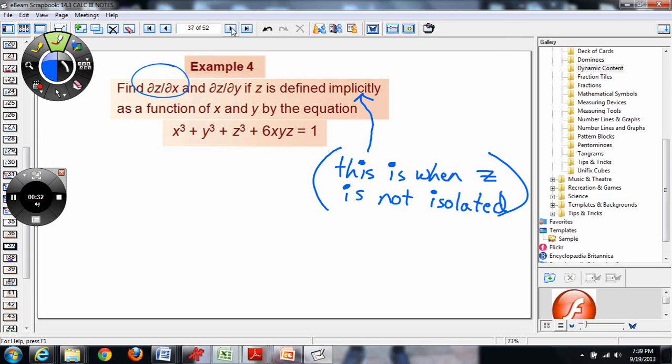Okay. Alright, first thing is we need to be able to find the partial derivative when it's defined implicitly. And you'll remember that all that means is that the z is not isolated. So right here it's kind of just mixed in with the equation, so it's not by itself, it's not written explicitly. So that would be the opposite.